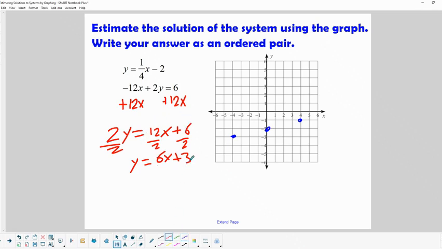Our next line we're going to graph with red dots. That one has a y-intercept of 3 and a slope of up 6 and over 1, but we don't have room to go up 6 and over 1. So we're going to go down 6, 1, 2, 3, 4, 5, 6, and back 1. So that's going to come through there.